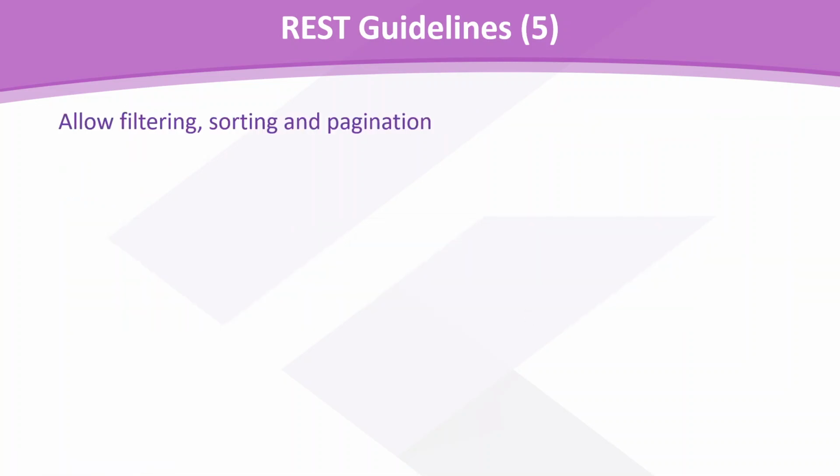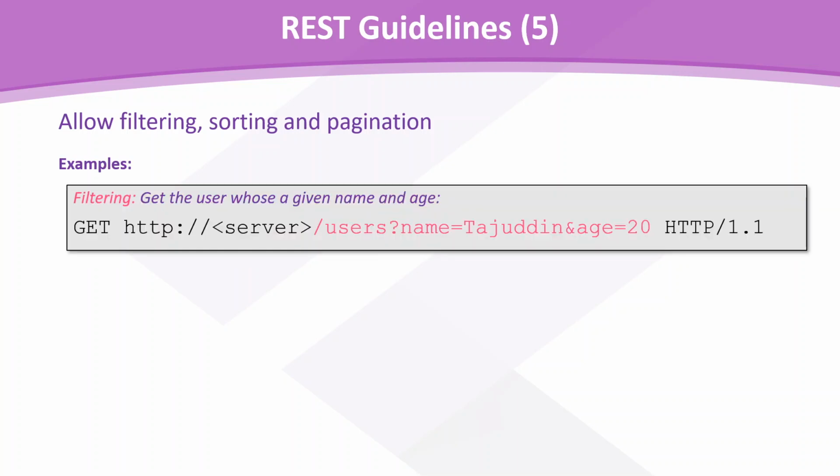Okay, next guideline is REST also needs to allow filtering, sorting, and pagination. So for example, for a filter operation, get the user with a given name and age. So here are the users, and then we filter by using a query string. And if you have more than one field, then you can split them with an ampersand.